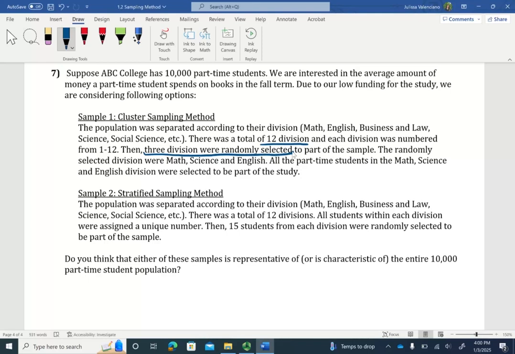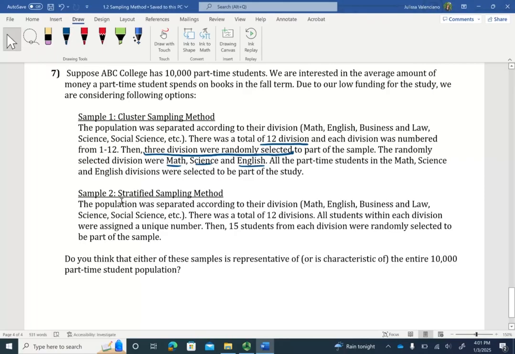Okay, so remember, once you determine how many clusters you have, in this case we have 12, you're going to assign a number to each of those clusters. So we have 1 through 12, and then you're going to use a random number generator to select. In this case, it seems like they were selecting 3 numbers from 1 to 12. Okay, so 3 divisions out of the 12. It seems like they randomly selected the math, science, and English. And so for this sample, we're going to have all individuals from the math, science, and English divisions participate. So that is the first sample.